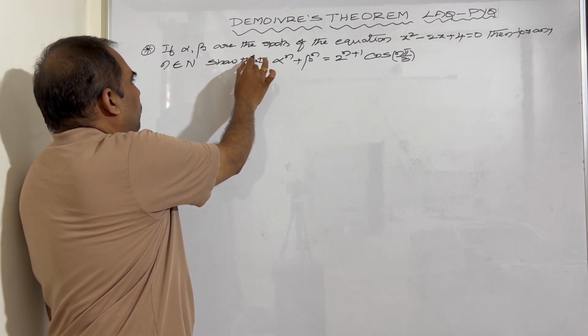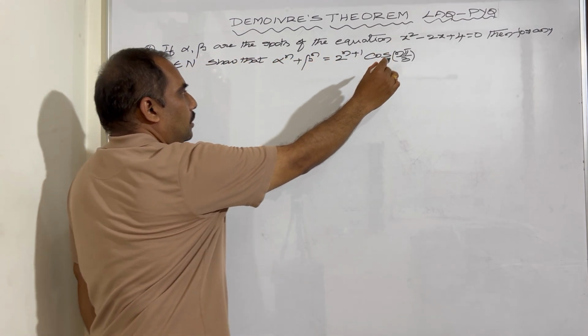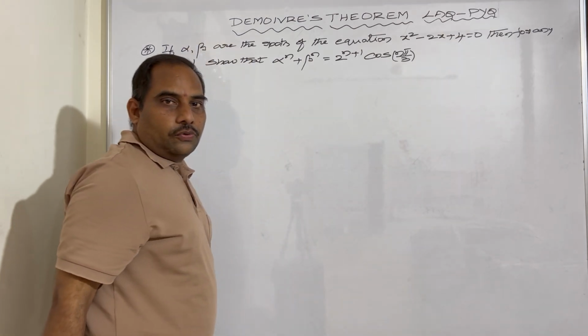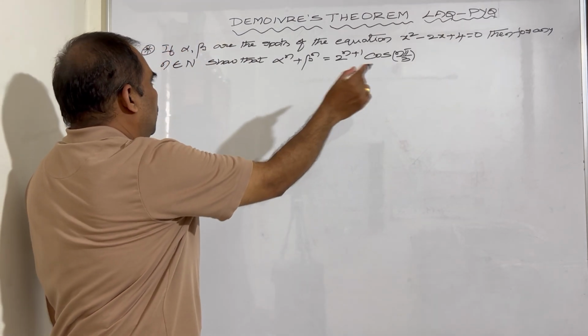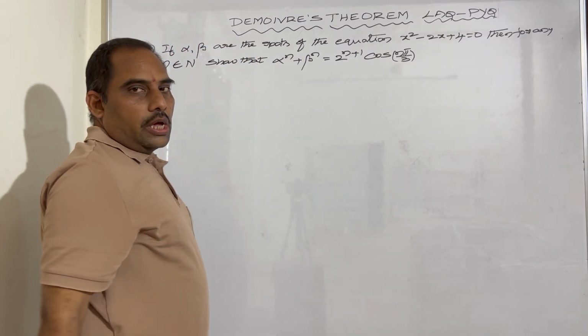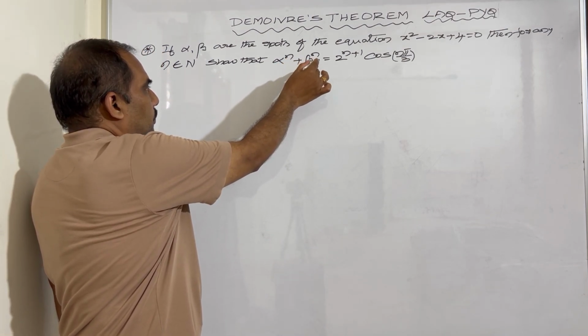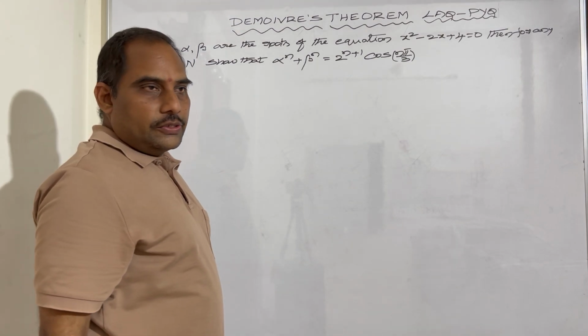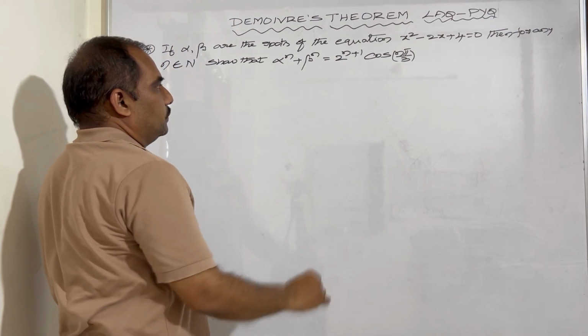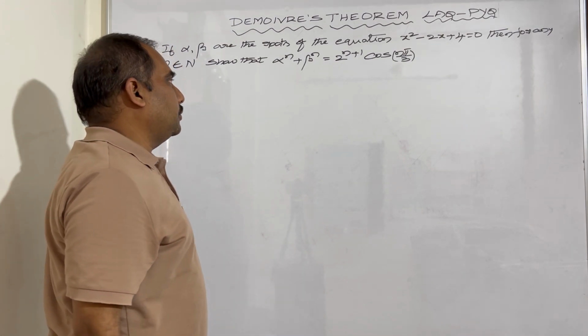If alpha, beta are the roots of the equation x square minus 2x plus 4 is equal to 0, then for any small n belongs to capital N, natural numbers, show that alpha to the power of n plus beta power n is equal to 2 power n plus 1 into cos of n pi by 3.